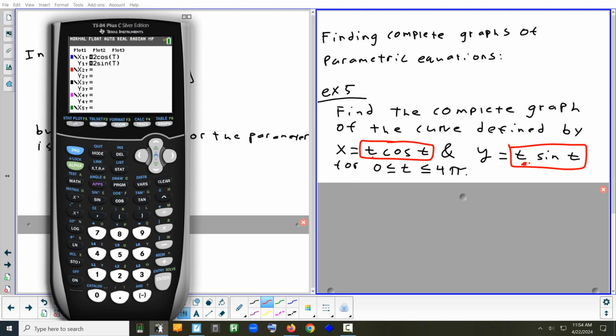All right, so let's try typing it in. So make it t cosine t and t sine t. Very small change from a circle, very big difference in the picture. Okay, let's go to our window. Actually, I think I already have 4 pi in for t max because I was playing with that in the last problem. So put in 4 pi, but I already had it. And let's hit graph and just see what it looks like.